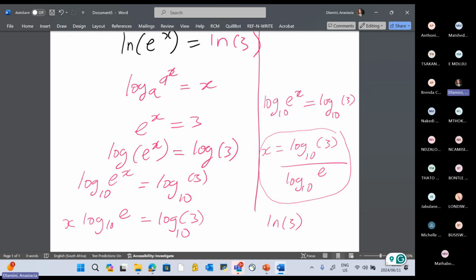So it means we can use the natural log, the common log as well, to solve this problem. Do you see that, guys? Yes, ma'am, we can see. So the person who asked the question, do you see we can use the common log? Yes, ma'am, I can see that.